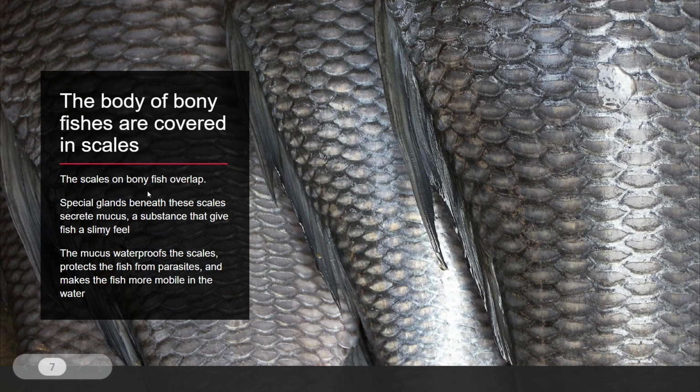Scales on a bony fish also exist, and they overlap. There are special glands beneath these scales that secrete a mucus, and that gives the fish a slimy feel. But the mucus is waterproofing. It protects the fish from parasites, and it makes the fish more mobile in the water.